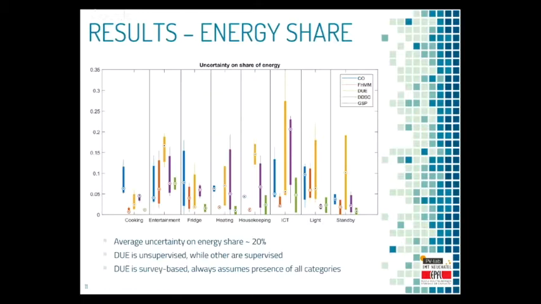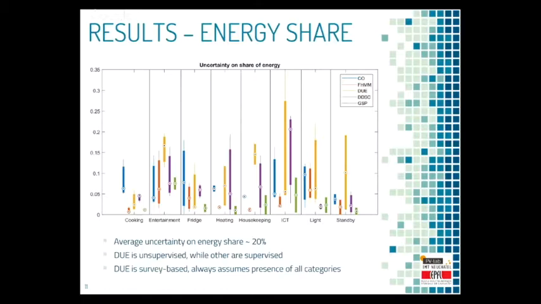As I already said, it's a survey-based algorithm, so for each data set, it was assuming that all the same categories are existing. However, we know that for some of the data sets, for example, there was no housekeeping category, or there was no some other category. Therefore, there is this imposed assumption that all categories are present, that sometimes can degrade the performance a bit.